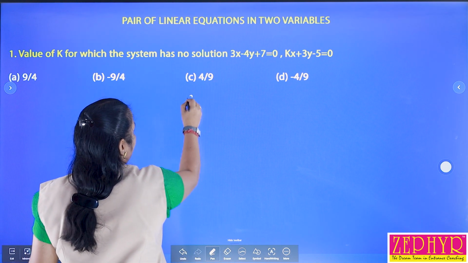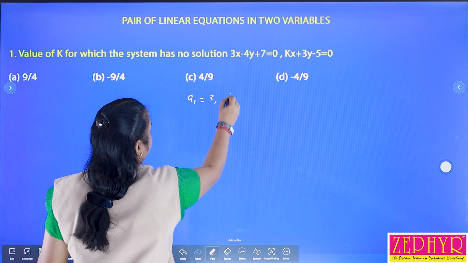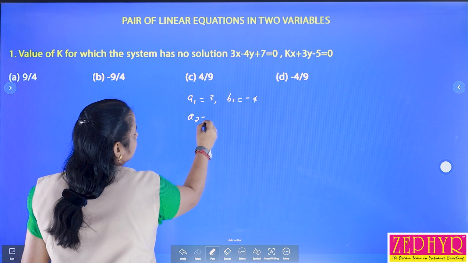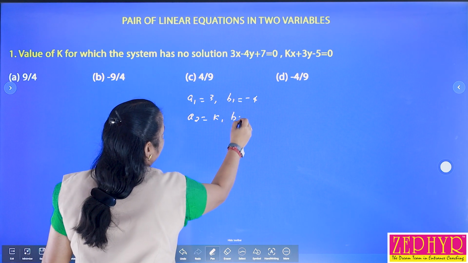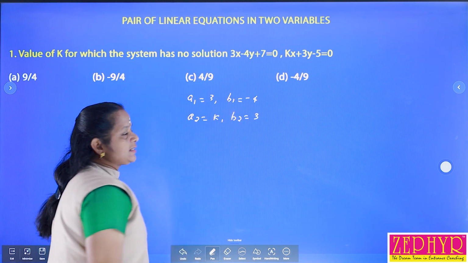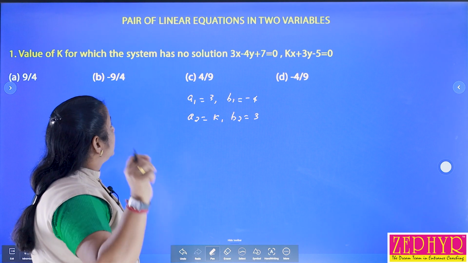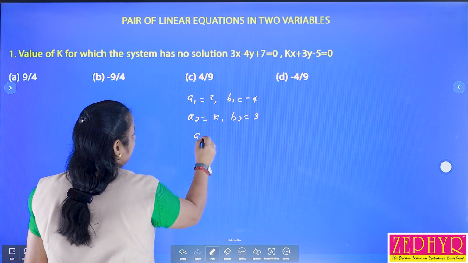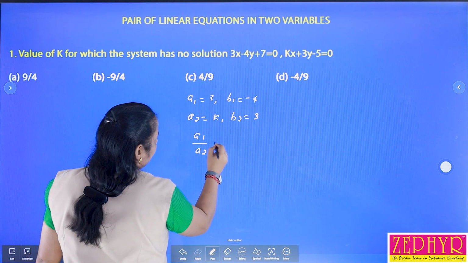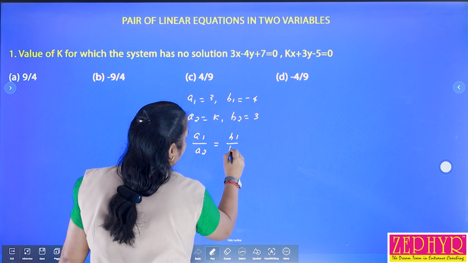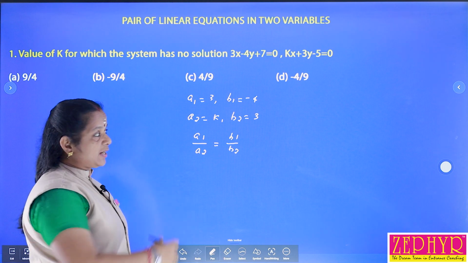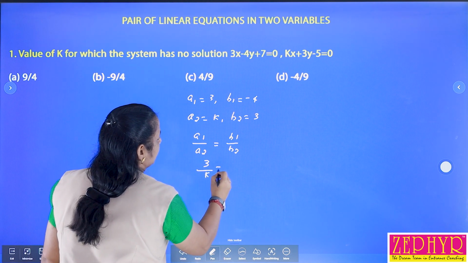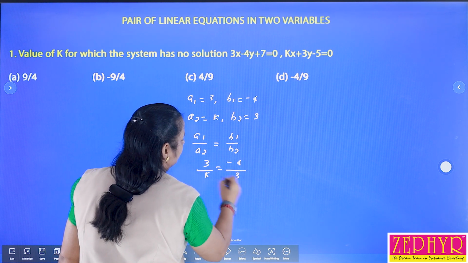So here a1 is equal to 3, b1 is equal to -4 and a2 is equal to k and b2 is equal to 3. This system of equations has no solution. No solution means a1 by a2 equal to b1 by b2. Comparing these coefficients and substituting the values here, we get 3 by k equal to -4 by 3.